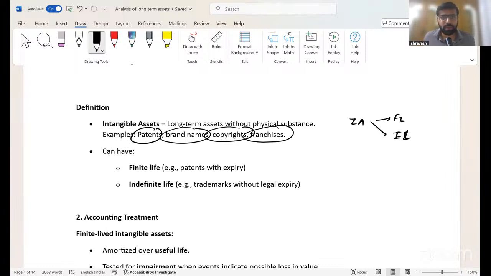Sir, what do you mean by an intangible asset with an infinite life? An example can be a trademark. A lot of brands have a trademark. You must have seen TM at the bottom of a lot of logos. That is a trademark, and it is usually for life.